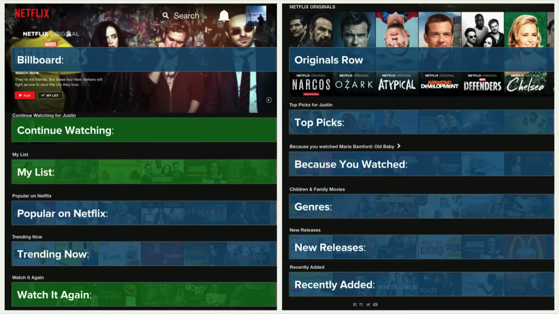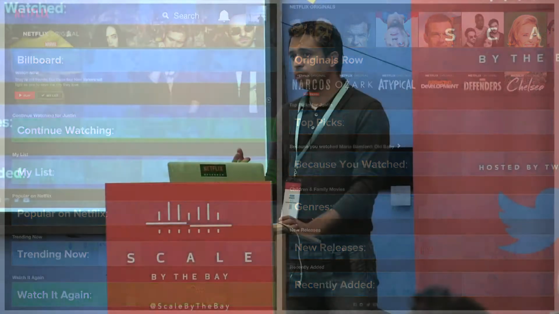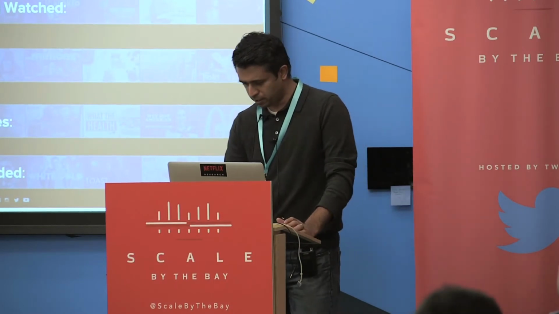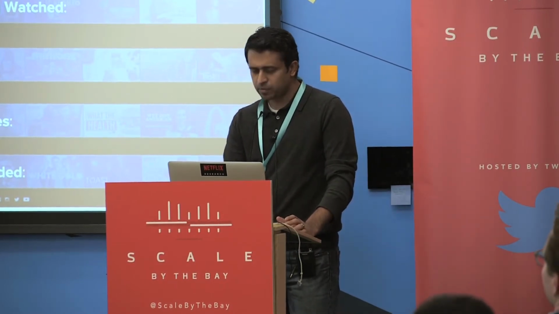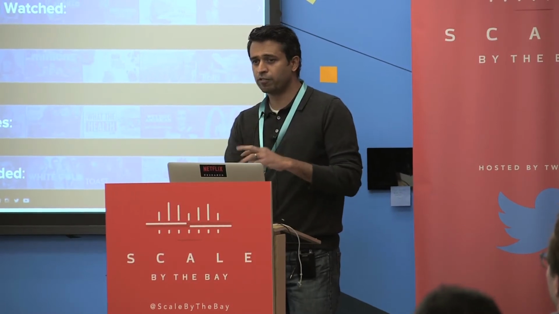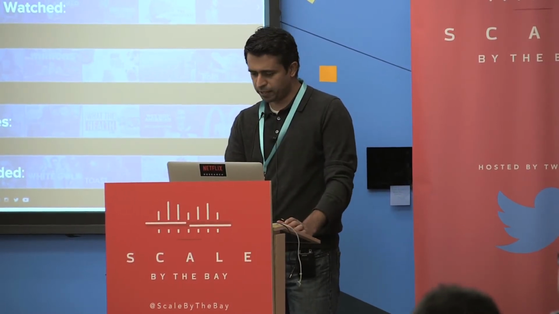Each of these rows serves a specific purpose, and they are powered by their own machine learning algorithm. And on top of these row algorithms, there's a page construction algorithm that tries to reorder these rows in a way to optimize the subscriber's content consumption. And so as you can see, machine learning is an integral part of recommendations at Netflix.